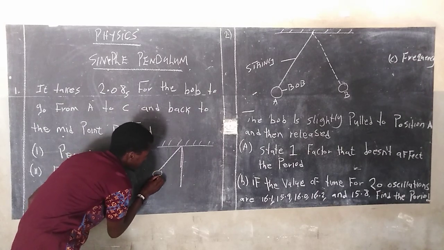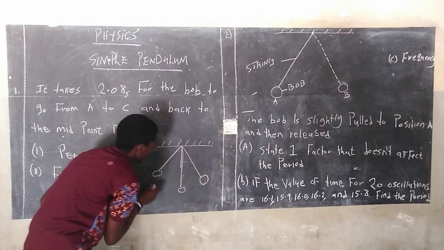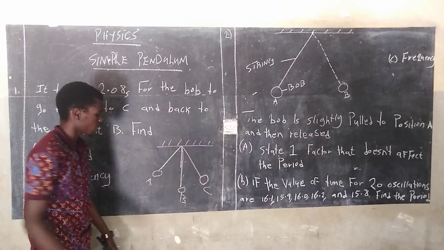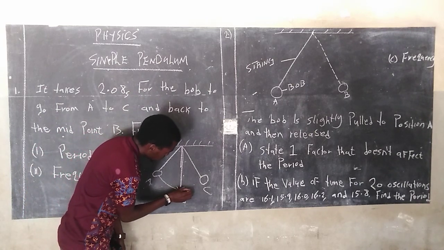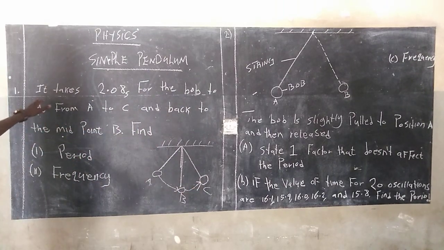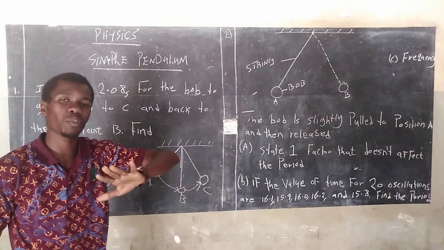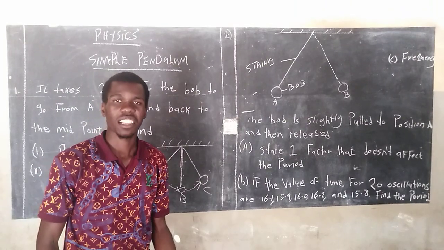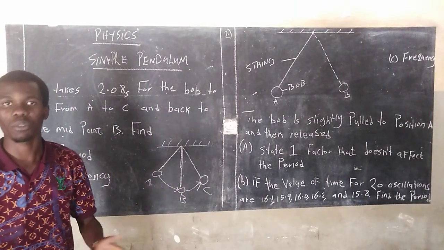This is a ball. This is our A, this is our B, this is our C, and we are seeing directions from here to here. Don't worry, the questions you'll be asked will never ask you to draw a pendulum. There will be no questions like that. The diagram will already be drawn for you.